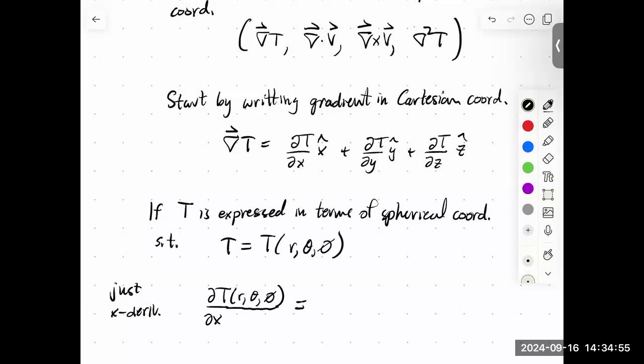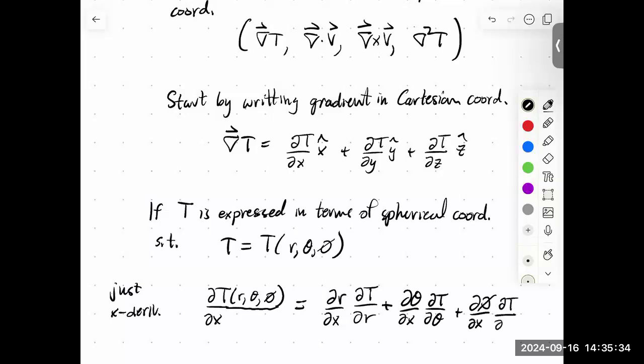What would you have to do if you want to actually evaluate this derivative without switching to x, y, z coordinates? Chain rule, that's right. So we have to do chain rule, and chain rule says that we would do dr by dx times dt by dr. That would be for the r coordinate, and then we have similar terms for theta and phi. So this is chain rule.